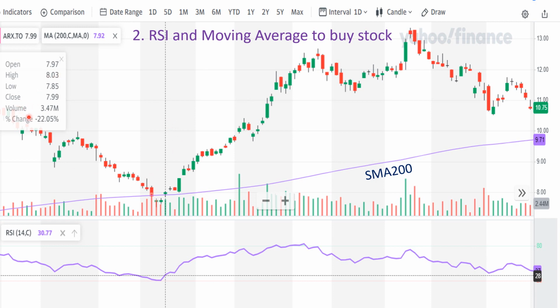So this is the information for this bullish candle, and this 28 is the RSI value for this bullish candle. So this is how you buy a stock based on RSI and SMA 200.